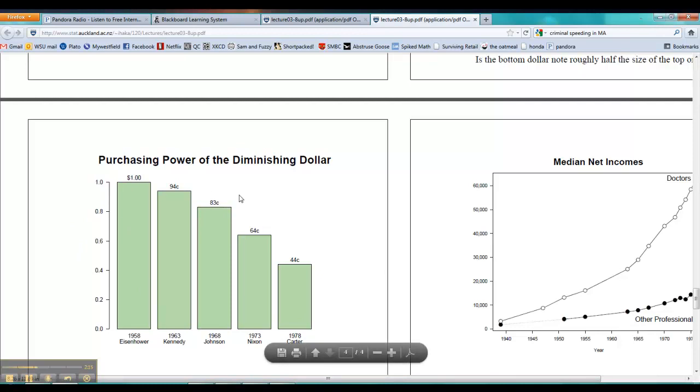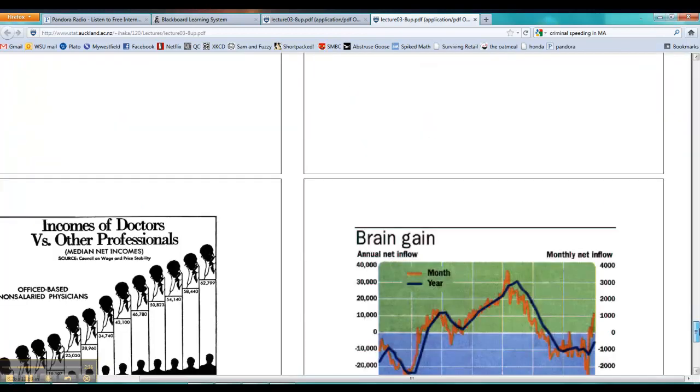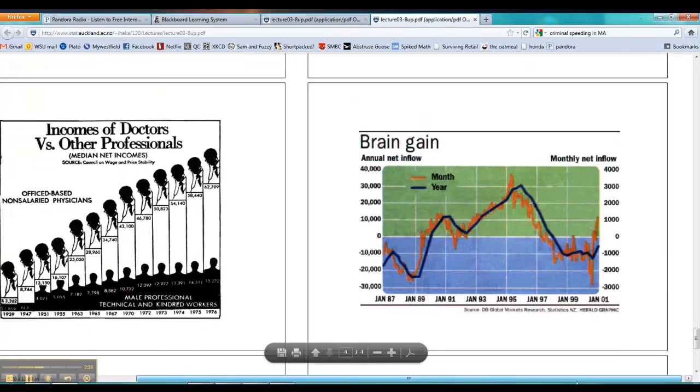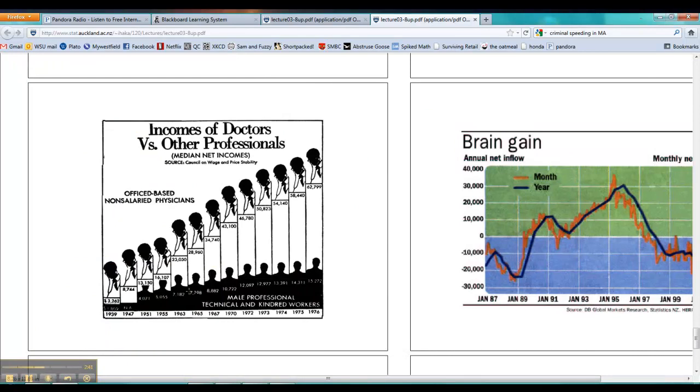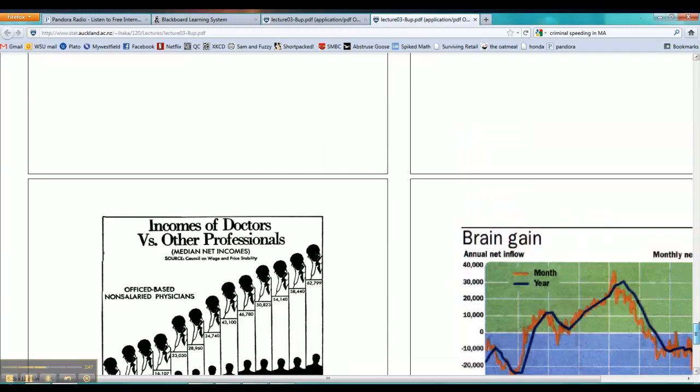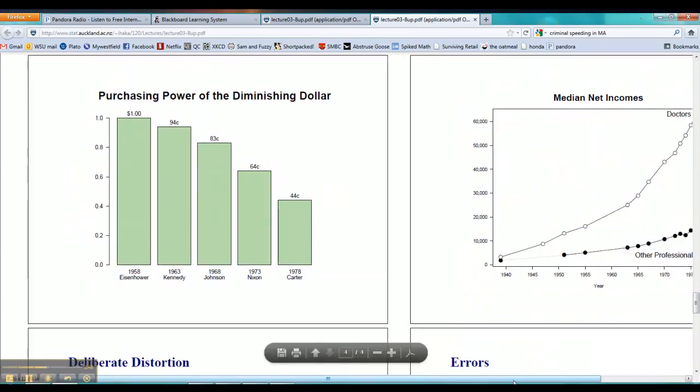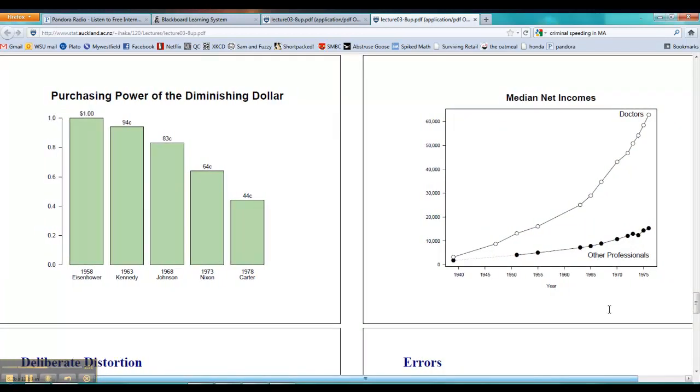So the purchasing power of the diminishing dollar, the president, the year, and the worth. We've already talked about these. Here's some more bad graphs. This one's just really hard to read. There's way too much going on. This graph is a much better representation of that.